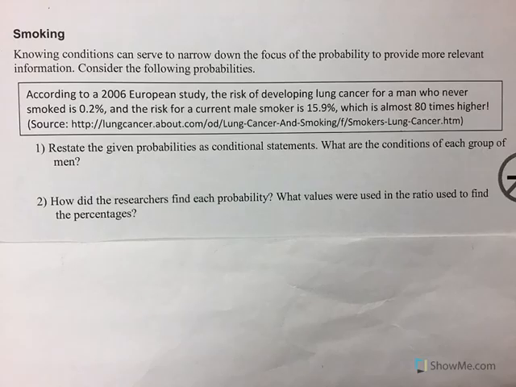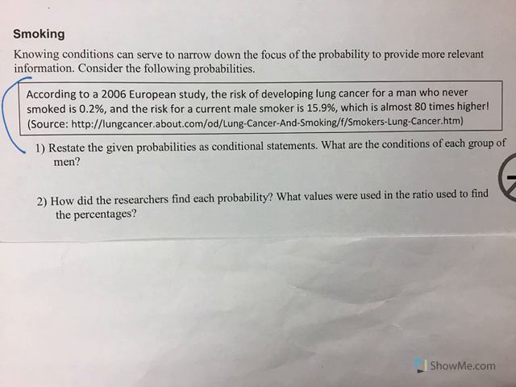Okay, let's go to smoking, because why not? So we're looking at this piece here. According to a 2006 European study, the risk of developing lung cancer for a man who never smoked is 0.2%, and the risk for a current male smoker is 15.9%, which is almost 80 times higher. Now, number 1, restate the given probabilities as conditional statements. Because what are the conditions for each group?